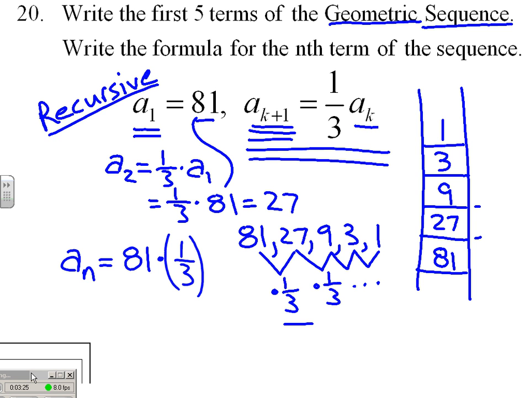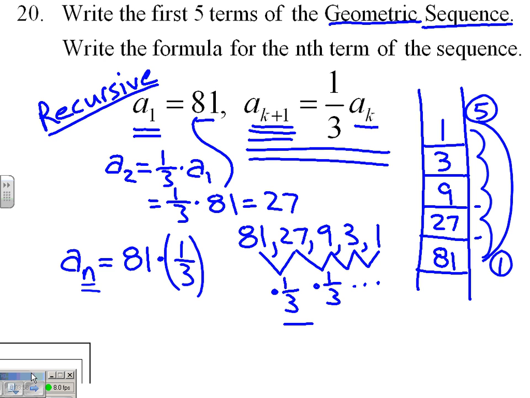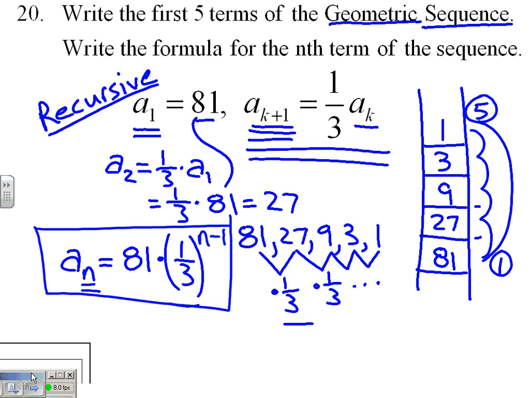And it's very tempting to put n there, but to get from 81 to 1, to get from my first term to my 5th term, it took 1, 2, 3, 4 multiplications by 1/3. So to get to my 100th term, I would have to multiply by 1/3 99 times. To get to my nth term, I have to multiply by 1/3 n minus 1 times. And there is our nth term.